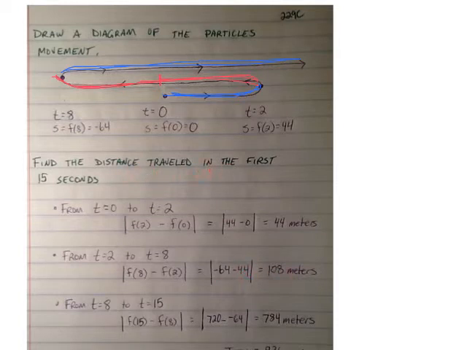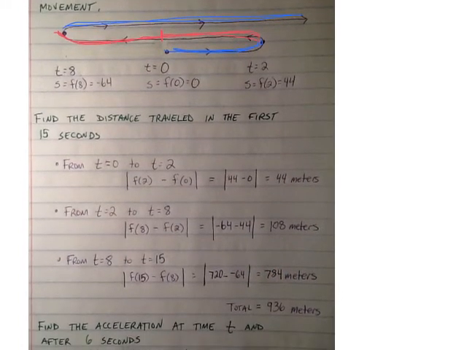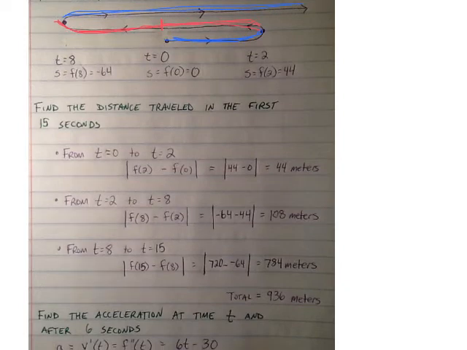And it says for the first 15 seconds, so now we need to go from time 8 to time 15. And we find that f of 15 minus f of 8 is 784 meters, which means the total distance traveled is the sum of those three values, which is 936 meters.